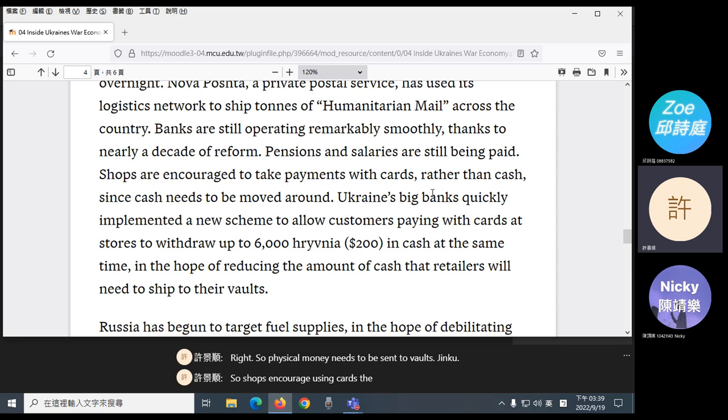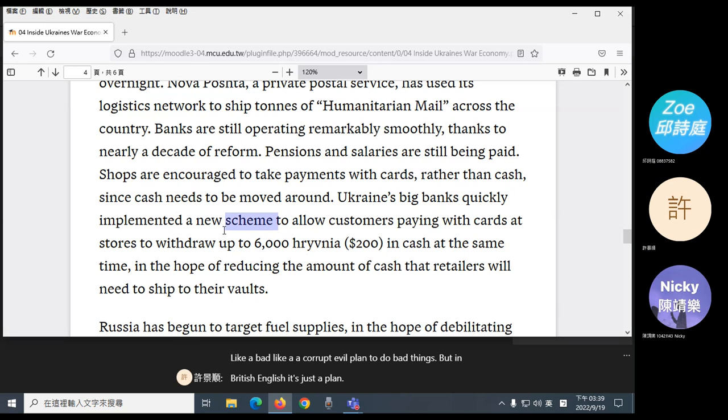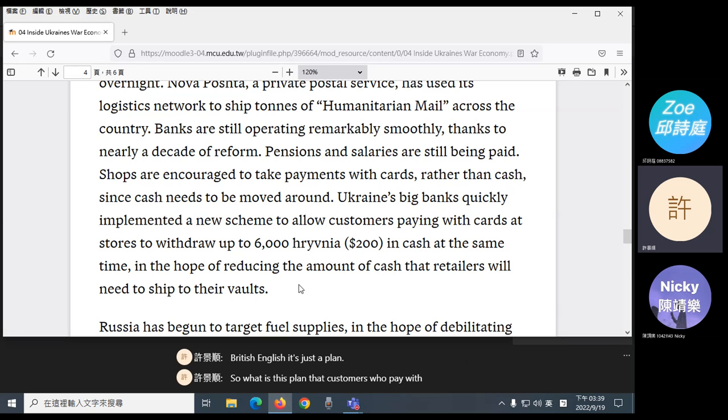The big banks also have begun, implemented means started to use, a new plan. Scheme means plan. In British English, scheme means plan. In American English, scheme means evil plan, like a corrupt evil plan to do bad things. But in British English, it's just a plan. So what is this plan? That customers who pay with cards can withdraw money in cash.